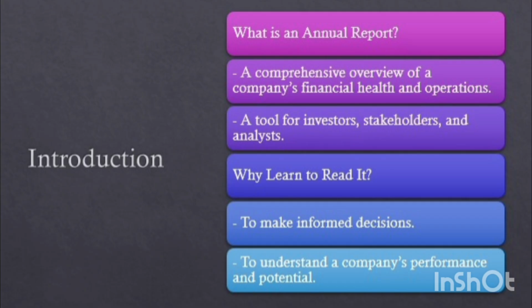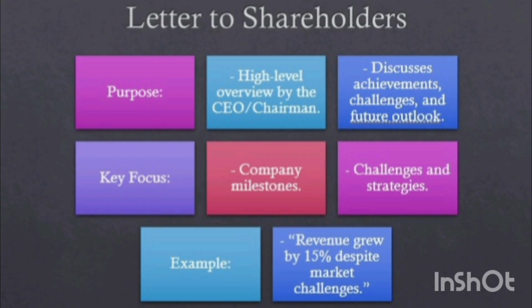It is not just a bunch of numbers. There are key sections you will want to focus on to get a clear picture of a company's health. Letter to shareholders. The first section we will look at is the letter to shareholders, usually written by the CEO or the chairman of the company. This section gives you a high level view of a company's performance over the year, challenges faced, and the future outlook.